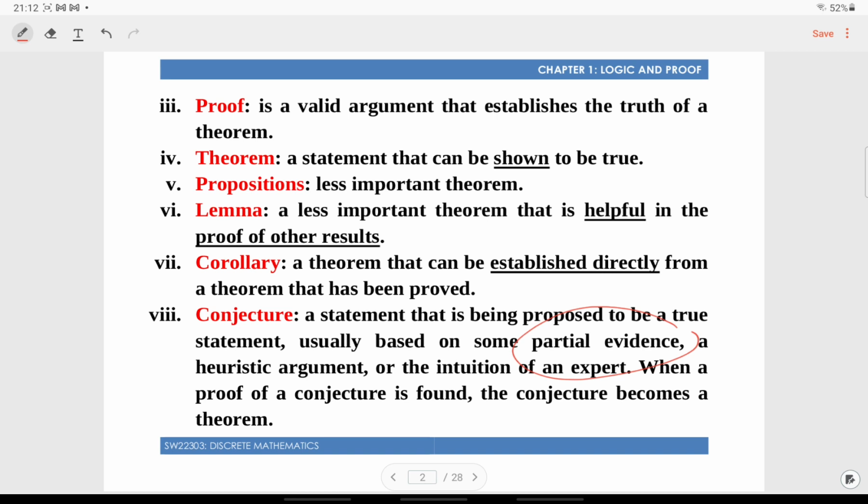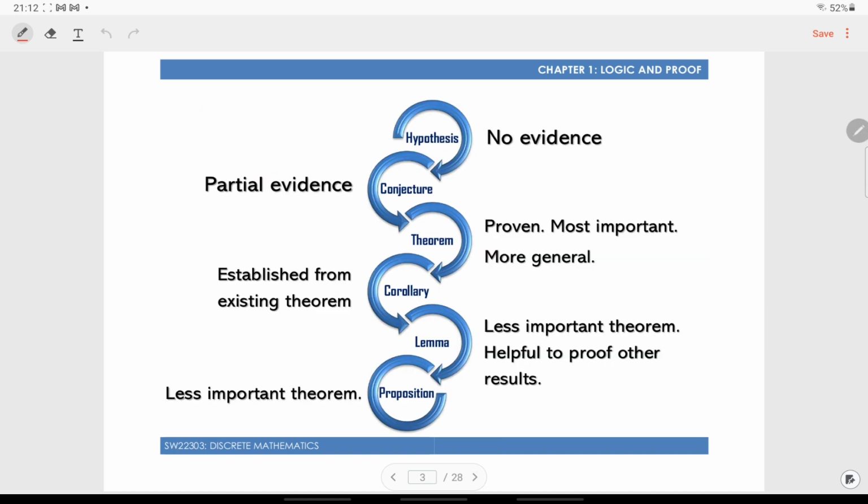So for any statement that is not proven yet as a true statement, we call it a hypothesis. Then if we have partial evidence about the truth of the statement, we can call it a conjecture. Once the conjecture is proven to be true, it can become a theorem. So we start from the hypothesis, where there is no evidence that the statement is true. It is followed by the conjecture, where we have partial evidence about the truth of the statement. Once we prove that conjecture, it becomes a theorem.